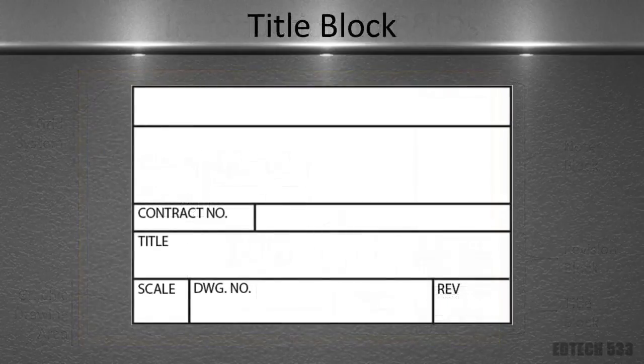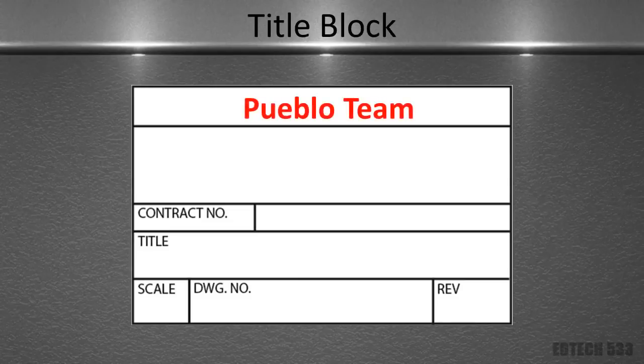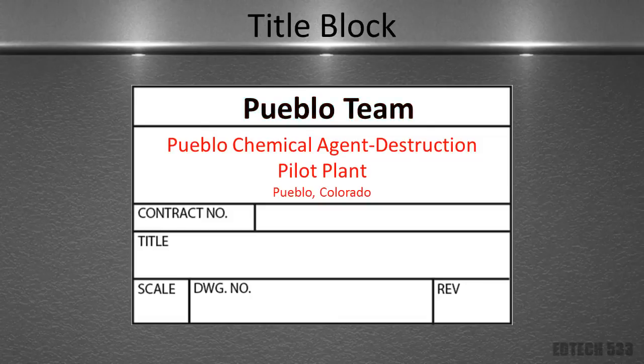Let's take a look at the title block. The title block is broken down into 7 parts. The first is the title of the company. So here it's the Pueblo team. Under that would be the project name and the location of that project, which is a Pueblo Chemical Agent Destruction Pilot Plant that is located in Pueblo, Colorado.